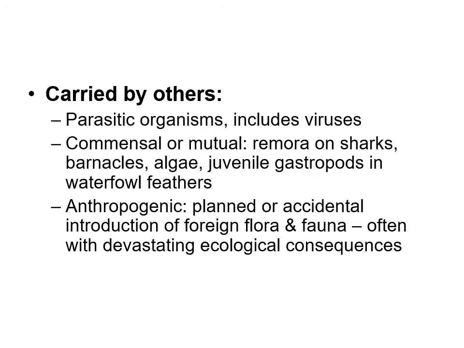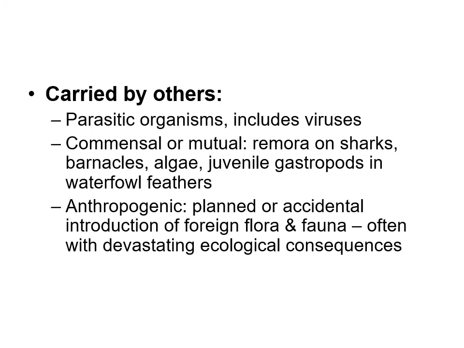In many cases, organisms are just carried by others, and this includes, in a way, what humans do when we introduce an invasive species. Parasitic organisms that include viruses, something we've been hearing about a lot, are carried from one organism to another and then distributed. We have commensal or mutualistic relationships, so remoras on sharks. Remoras stick to sharks and help clean parasites, and as a result, they're protected by the shark. Barnacles, which will grow on the bottom of ships or logs or even some other animals. Algae and juvenile gastropods that get stuck in the feathers of ducks and geese and other waterfowl will then be distributed from one pond to another.